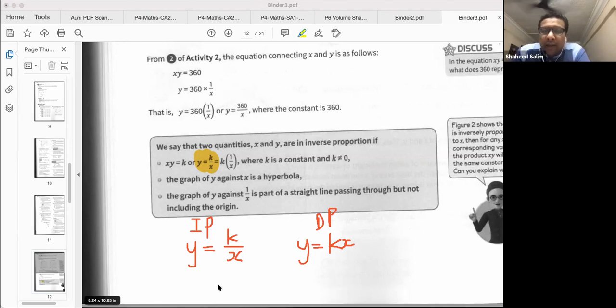So is it possible for us to have inverse proportion? Yes. Let's say now the speed of a car, speed and time. You are traveling from X to Y. And the higher your speed, you realize that the lesser the time you need to reach there.